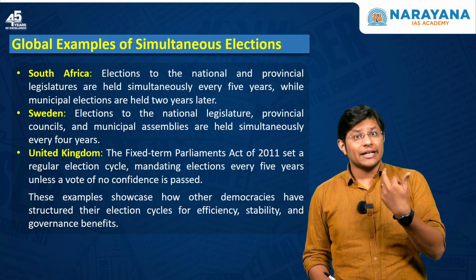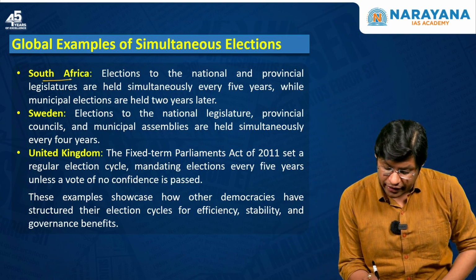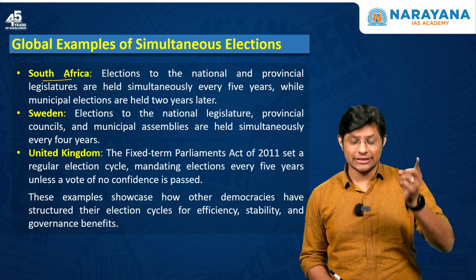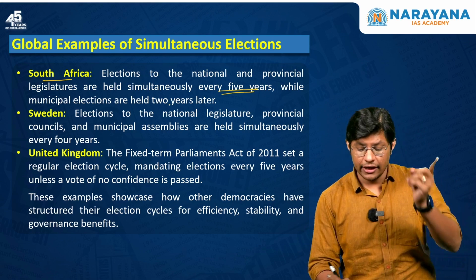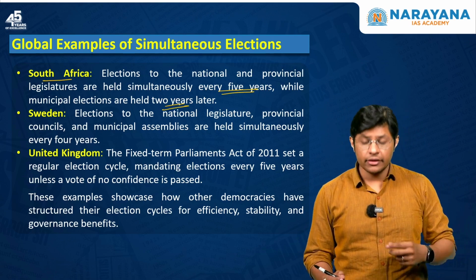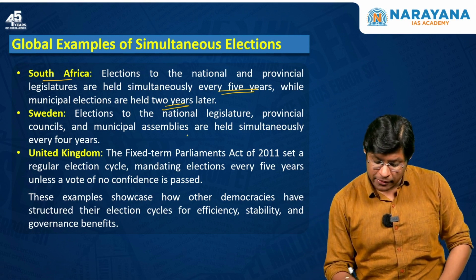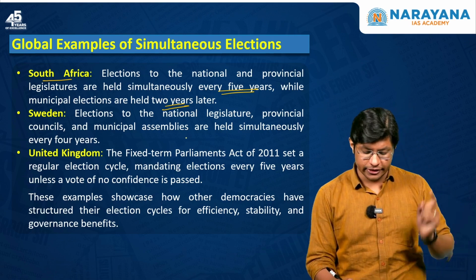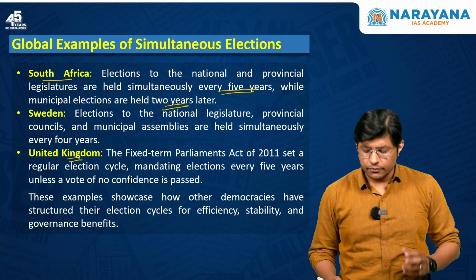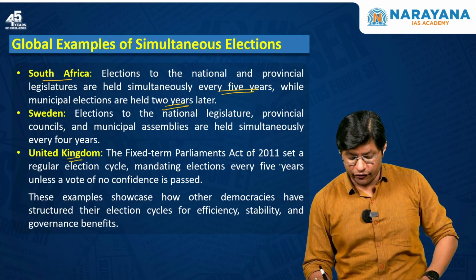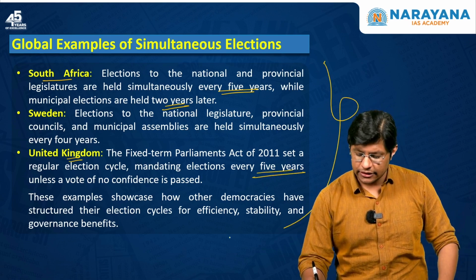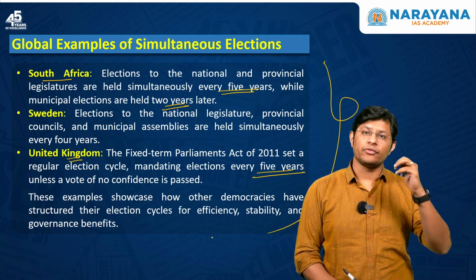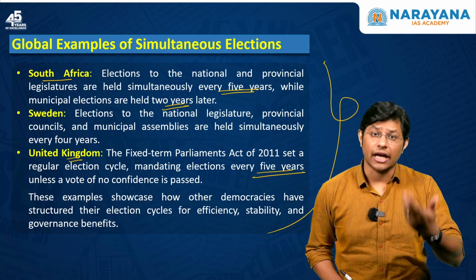Now, there are global examples. For example, South Africa. The elections are held simultaneously every 5 years and municipal elections are held every 2 years. Sweden, the elections are held simultaneously along with the municipal election. United Kingdom, again there are regular elections every 5 years. Which means, in the answer, you can quote the example of these countries where simultaneous elections are held.